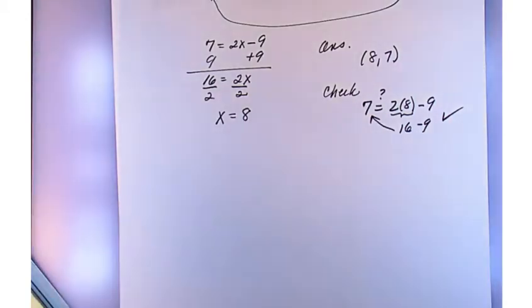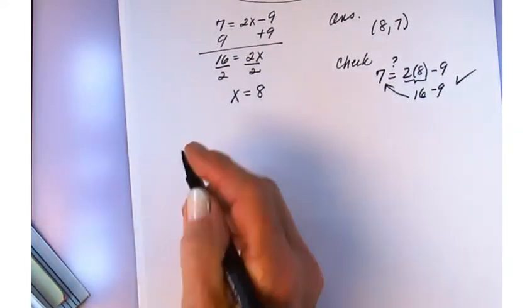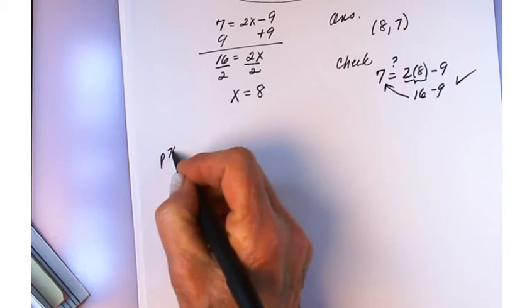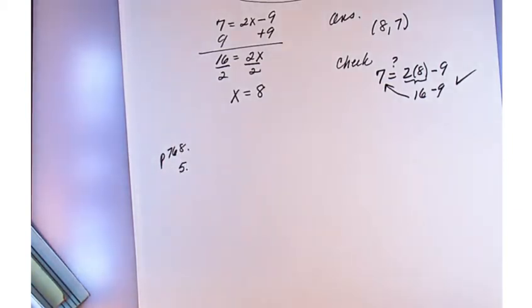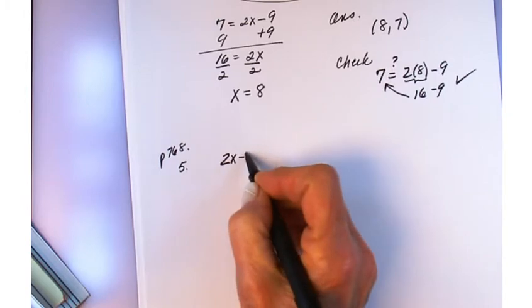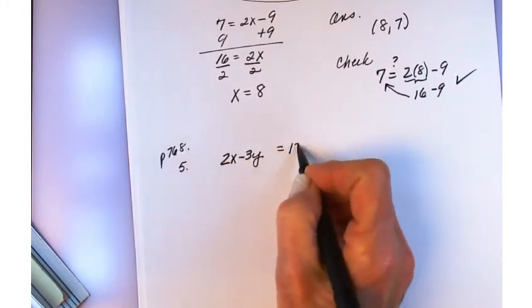Now, looking at, that was 4C. Looking at number 5 on page 768, number 5. And I love making tables like this. This is how a lot of my math works. And the question says complete each table given some of the values. So we're given 2x minus 3y equal to 12.